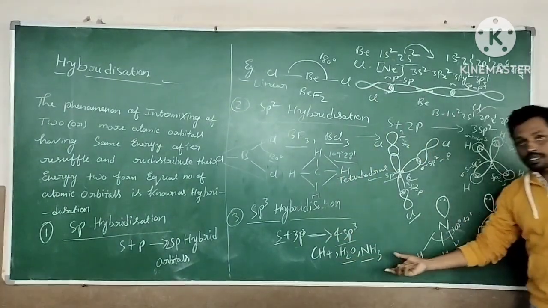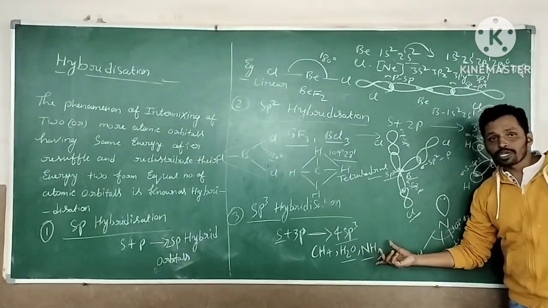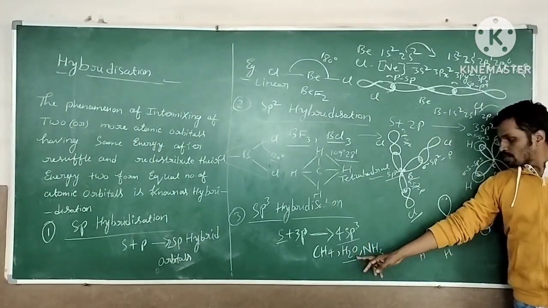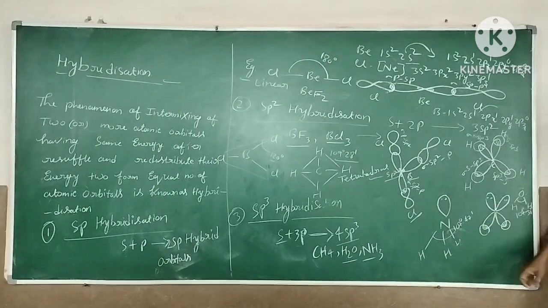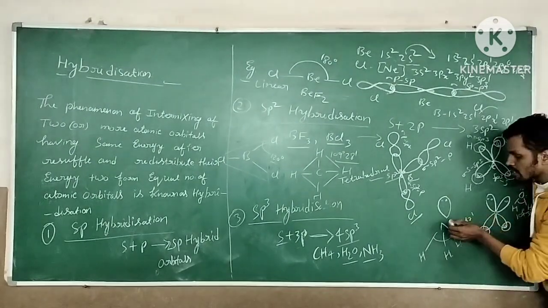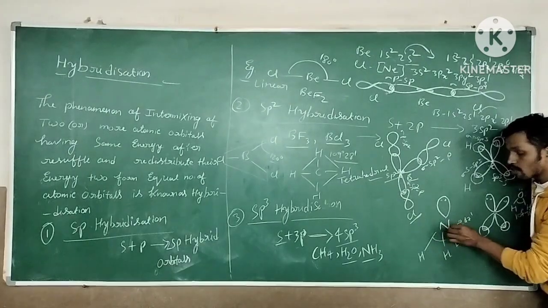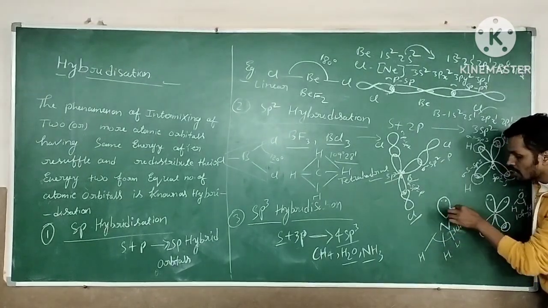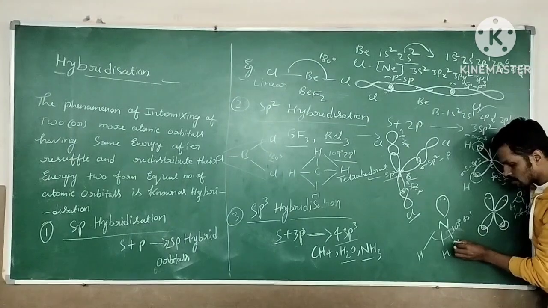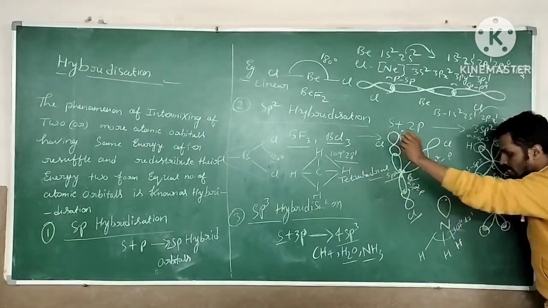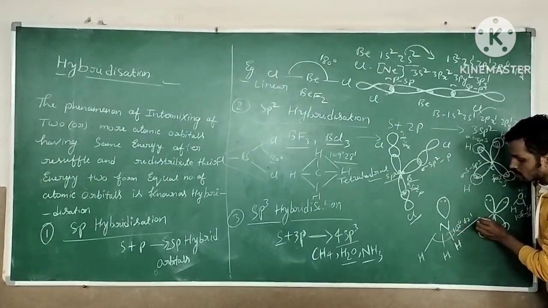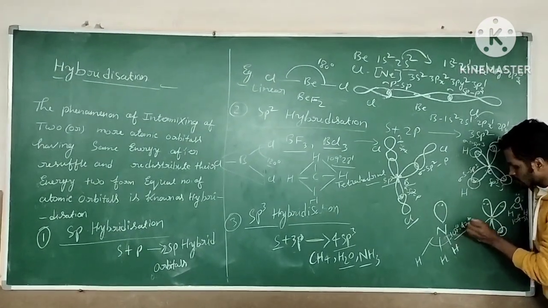Water and ammonia also have the same hybridization. But water contains 2 lone pairs, while ammonia contains only 1 lone pair. Due to the presence of the lone pair on the central atom, nitrogen, there is repulsion between the lone pair and the bond pairs. The bond angle, which is actually 109 degrees, is changed to 107 degrees 47 minutes.